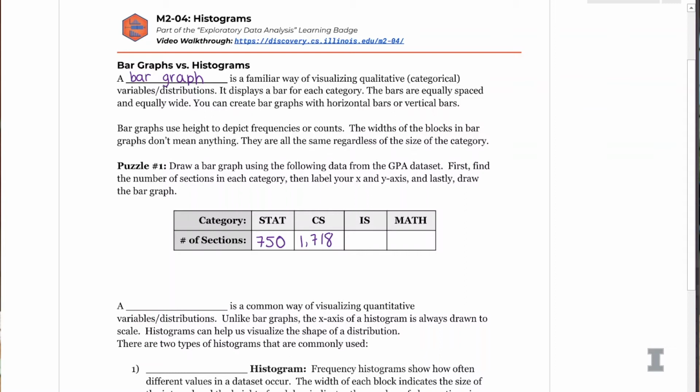1,718 courses. Information science is next. That's IS, and IS has 504 course sections. Sounds good. And then lastly, we have math. And math has 2,228 course sections. So I have these categories: Stat, CS, IS, and Math.